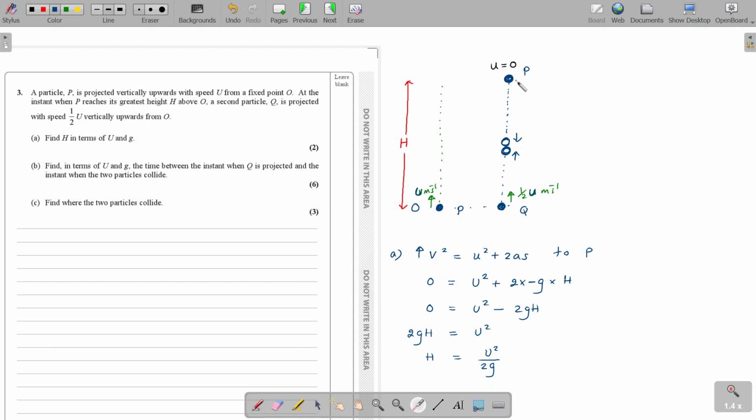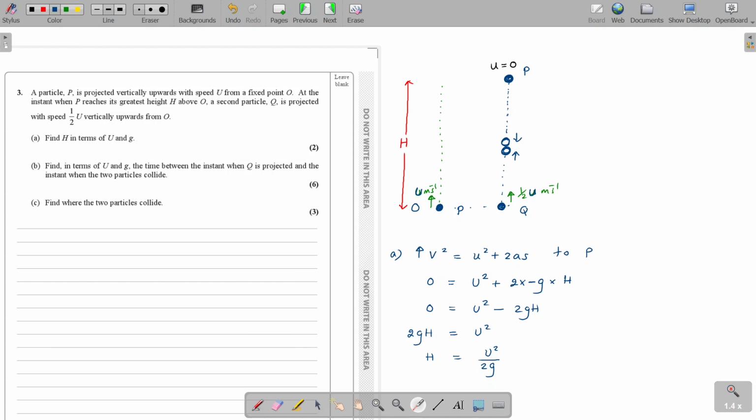I mean, P's time should be considered from the top, from the greatest height, not considering the time that P went up. So I'm now considering the time taken with P starting the motion from the greatest height. From there, time is 0. We consider this as time 0, and the time taken for P to come here and the time taken for Q to move from here to here. These two times are equal. Okay, that's what they say in the question.